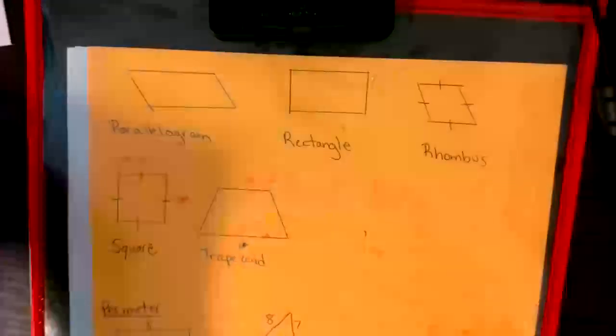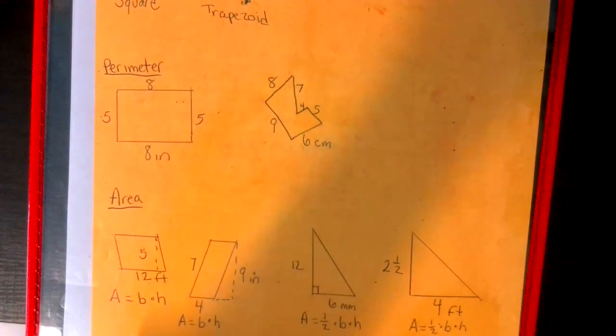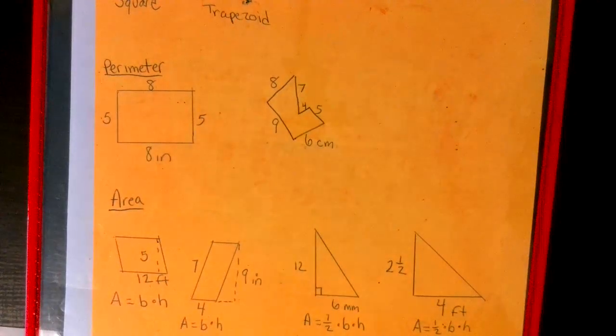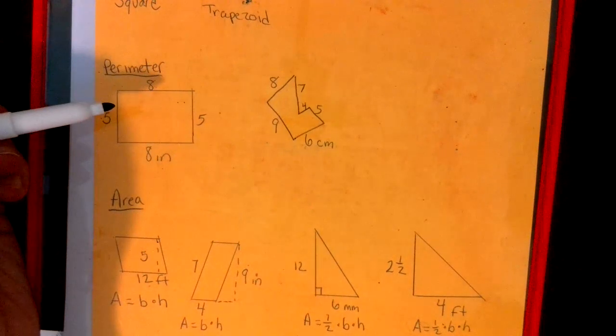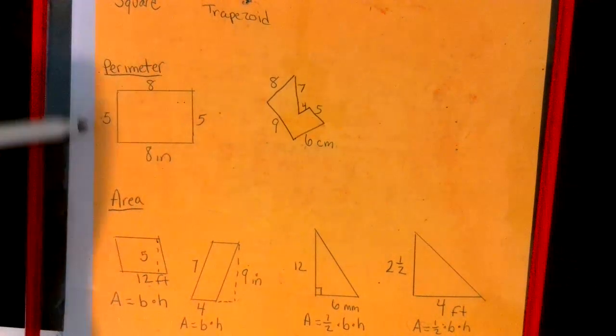All right, moving down. Perimeter is a very easy piece. Perimeter is nothing more than adding up the sides you see. So in this one, if they ask you for the perimeter of the shape, you just add up all the sides.